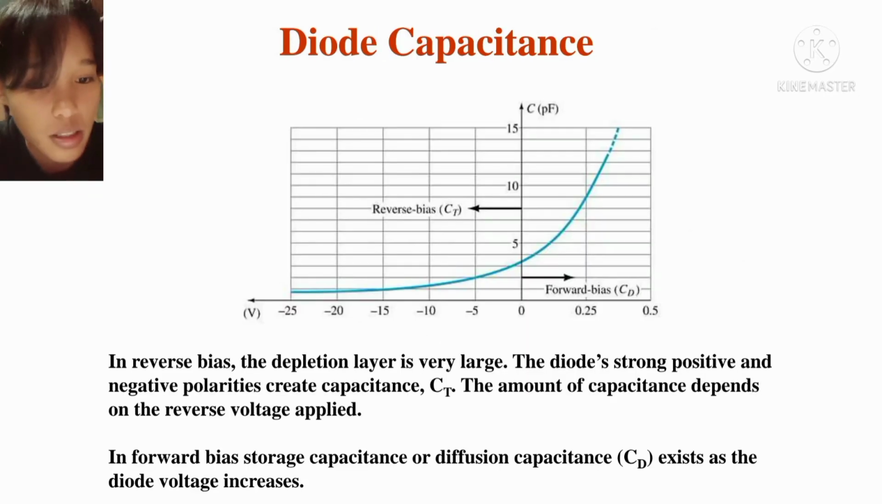For the diode capacitance, for the reverse bias, we have the barrier capacitance, which changes only with the increase in voltage, while the diffusion capacitance is considered as the storage capacitance, which is larger than the barrier capacitance. Also, this is directly proportional to the current and the voltage.